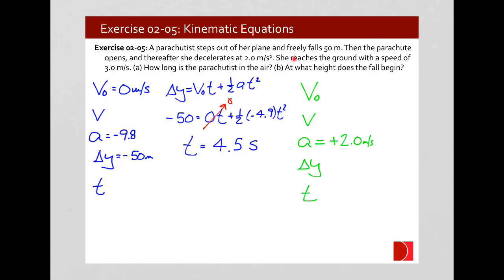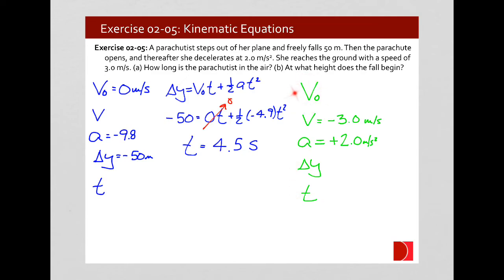We are also told that she reaches the ground with a speed of 3 meters per second, which is a safe enough value. 3 meters per second, but she's headed downwards, so that will be a negative 3 meters per second. And if we're interested in the total time in the air, that means we need to find time. We're interested in the total height of the fall, that means we need to find the displacement as well. What all of this tells us is that to find these two, we need 3 kinematic variables. We only have 2 right now, and v naught, the initial velocity, is the only one left other than the ones that we want to calculate.